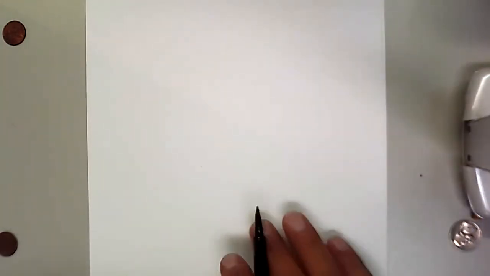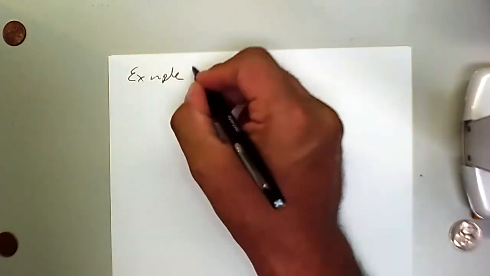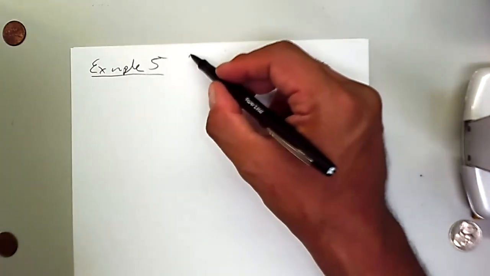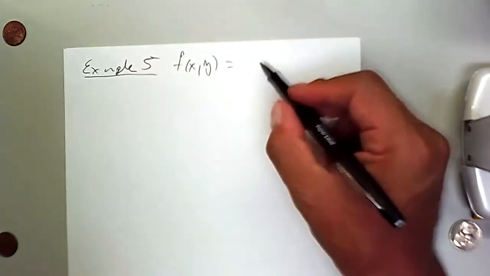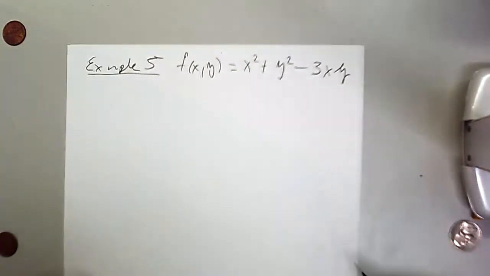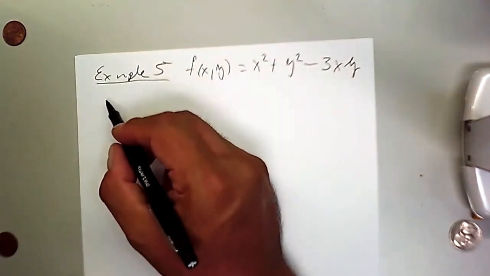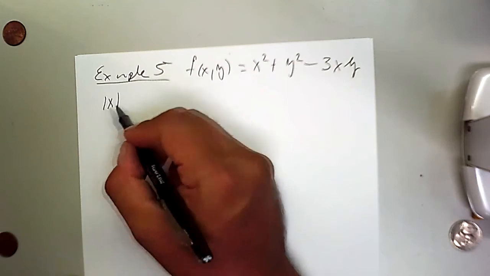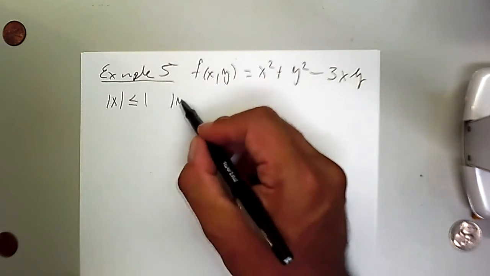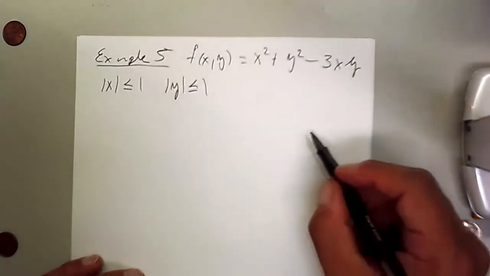Let's quickly start at least example 5. This is an important example. f of x,y will be the same thing, x squared plus y squared minus 3xy, which we know has a saddle point at 0, 0. But we're going to include a domain. The absolute value of the x's is going to be not greater than 1, and the absolute value of the y's is also not going to be greater than 1. This is a square on the domain that is 2 by 2.